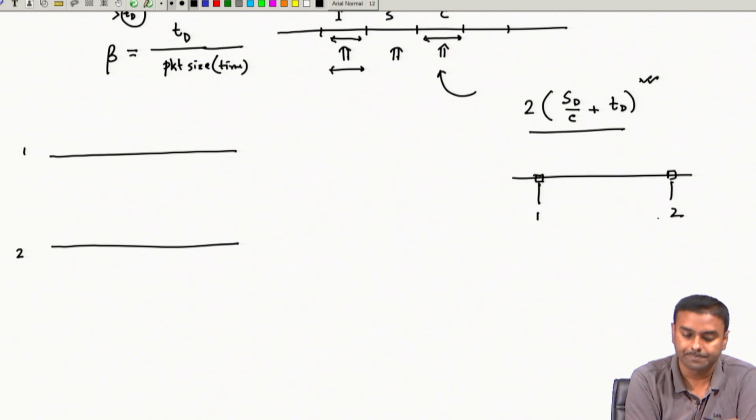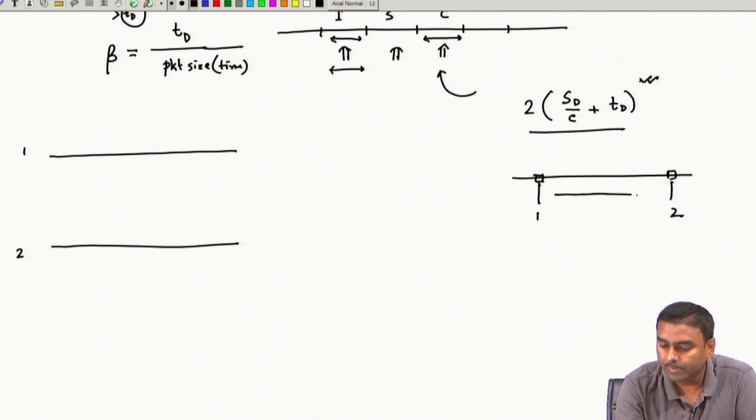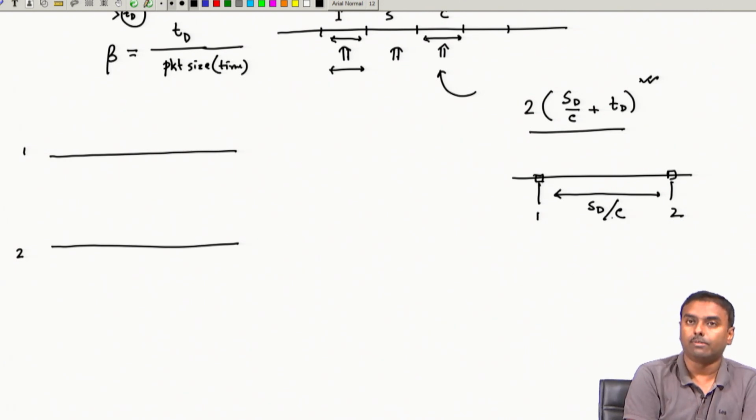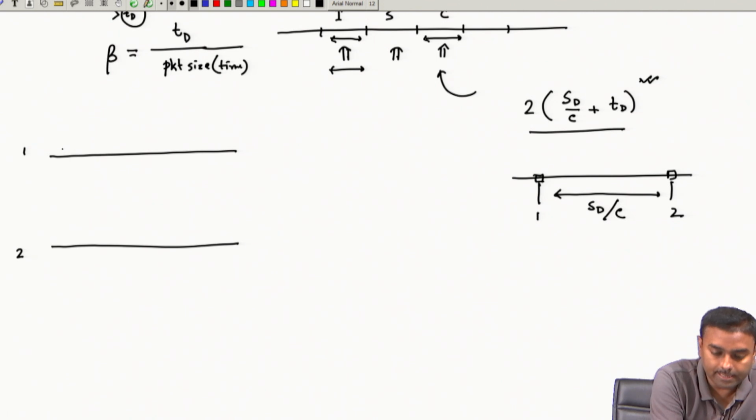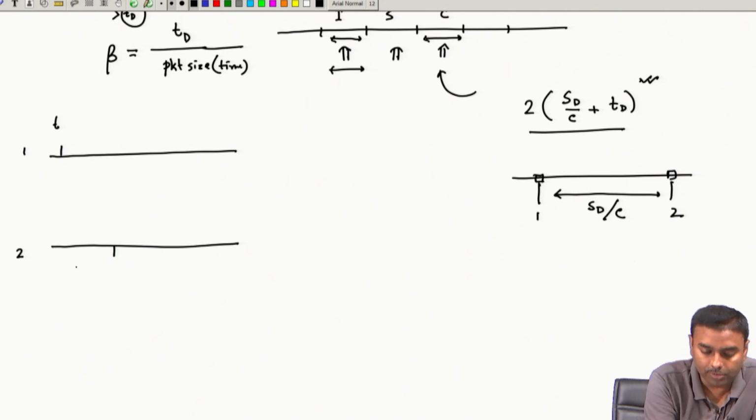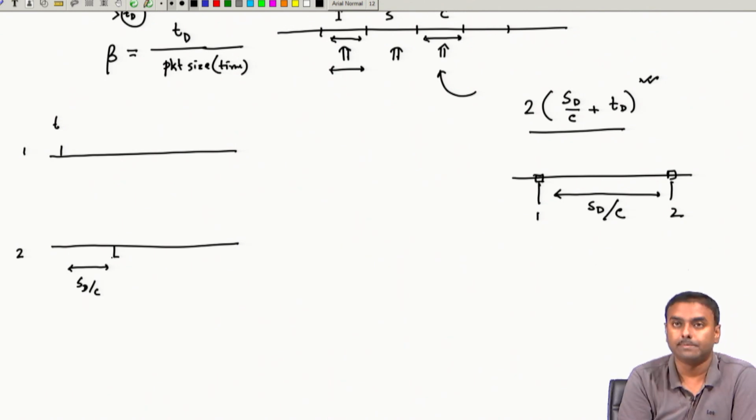Between nodes 1 and 2, the distance between them is SD, so the time to travel from one node to the other is SD by C. Let us say node 1 starts transmitting at this instant t. Node 2 will be detecting it after SD by C amount of time. So, node 2 starts detecting it.